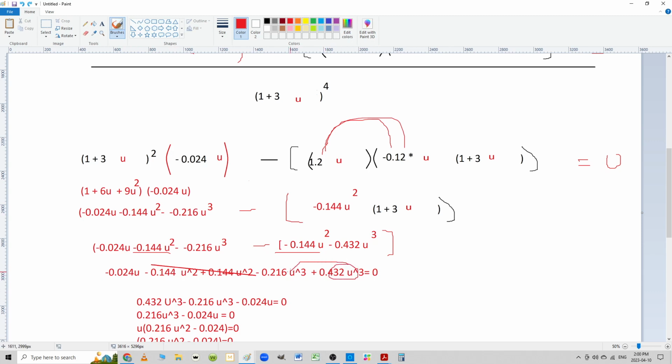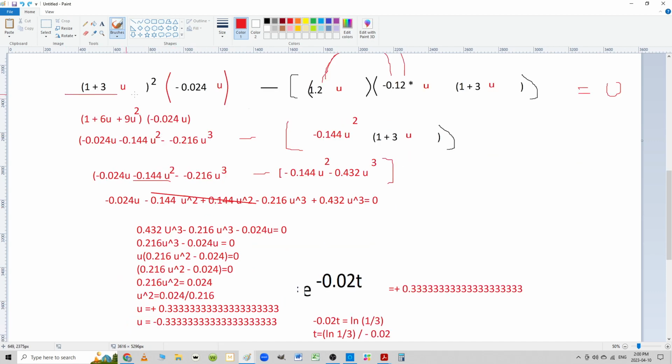So 0.432 plus 0.216u³ is here. Okay, minus the only u. That becomes 0.216u³ minus this. Then I factor a u out. I should have done it much earlier. As a matter of fact, you can probably factor out a lot of these numbers earlier.